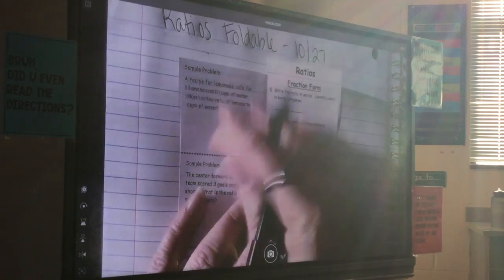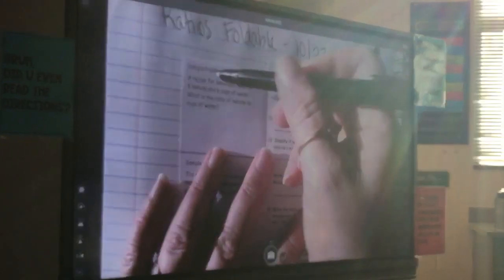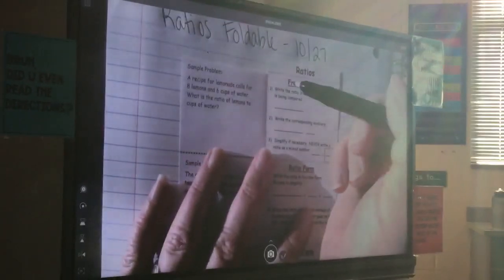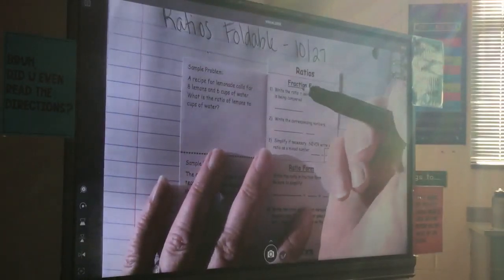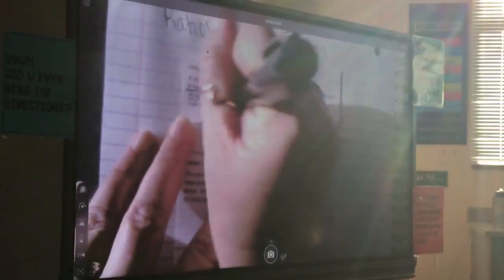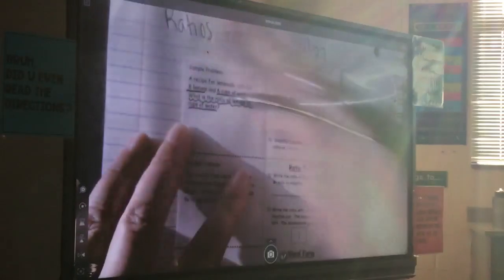All right, so looking at our problem, it says a recipe for lemonade calls for 8 lemons and 6 cups of water. What is the ratio of lemons to cups of water? So we know that we need 8 lemons, we need 6 cups of water, and we're trying to figure out what is the ratio of lemons to cups of water.